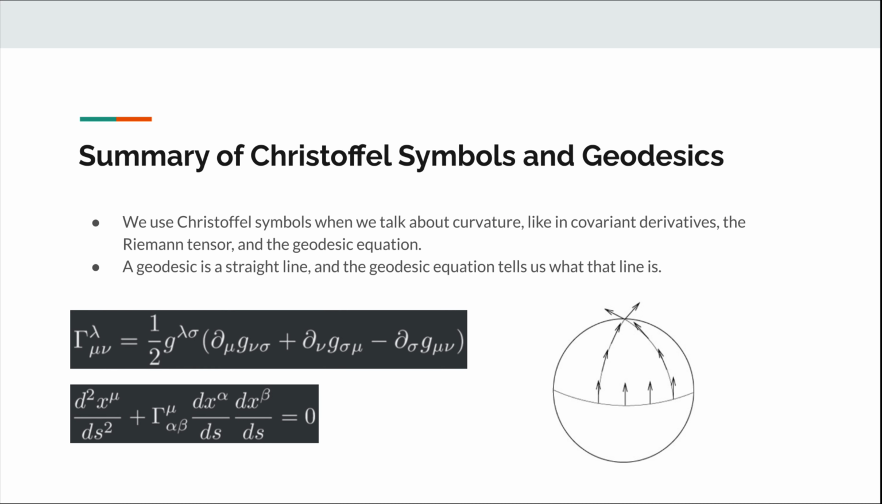Okay, so that's pretty much it. Quick summary of Christoffel symbols in geodesics. We use Christoffel symbols when we talk about curvature, like in covariant derivatives, the Riemann tensor, and the geodesic equation. And a geodesic is just a straight line, and the geodesic equation tells us what that line is between 2 points.